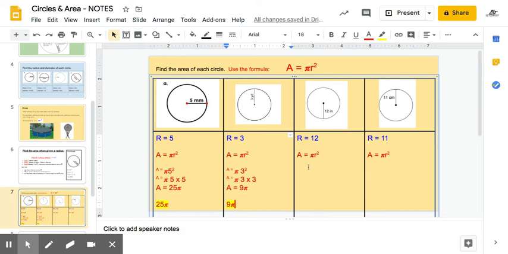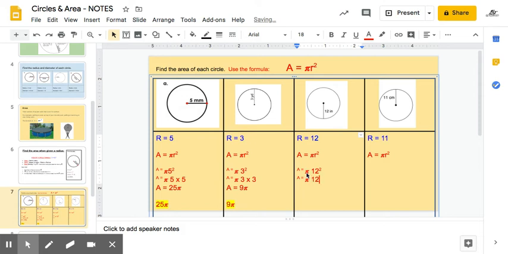Next one. First step, identify what your radius is. In this case, our radius is equal to 12. So I'm going to use my formula and plug in my radius instead of writing r. So I bring down the A, I bring down the equal sign, I bring down the pi. Now instead of writing the variable r, I'm going to plug in 12. And we have to square the 12. Okay, so I'm going to bring down the A again, bring down the equal sign, bring down the pi.